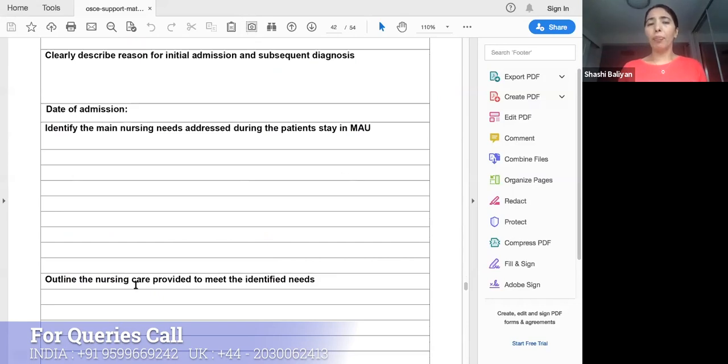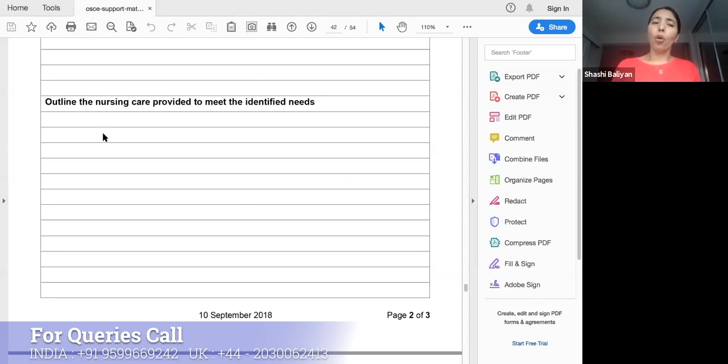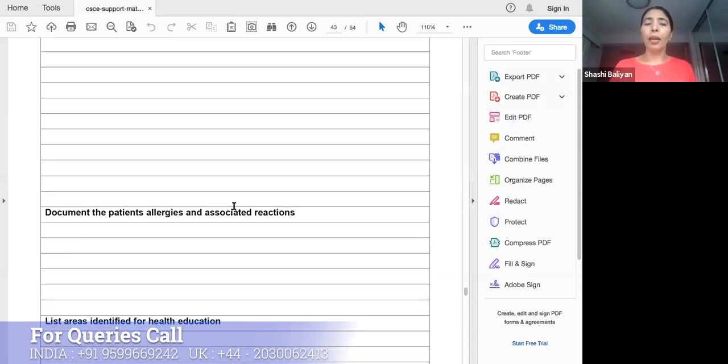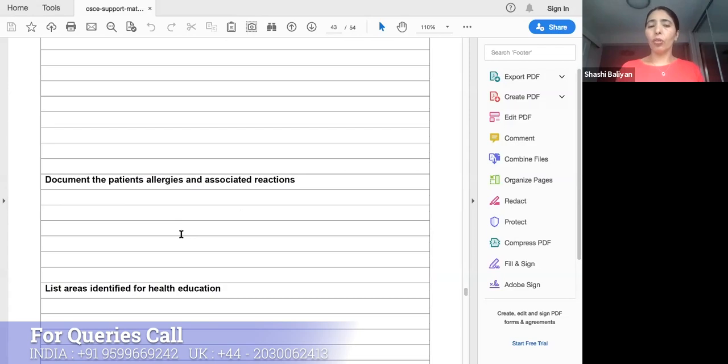And then what the main nursing needs of the patient were and how they were addressed. These are the two things which you have already written in your care plan. So all of the nursing care which you gave, you are going to write over here. And then you outline the patient's current ability of self-care. You can write over here that the patient can mobilize themselves to the toilet, the patient is able to verbalize their pain scores, the patient is able to eat, and so on. Whatever they are currently able to do, you write that. And if there are any allergies, you write those too.